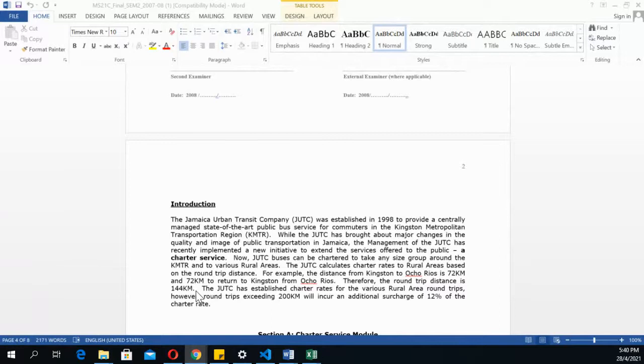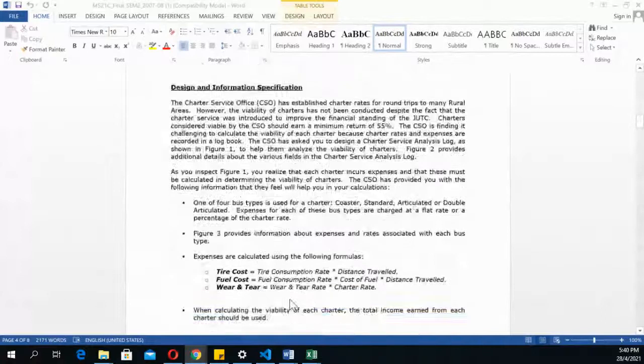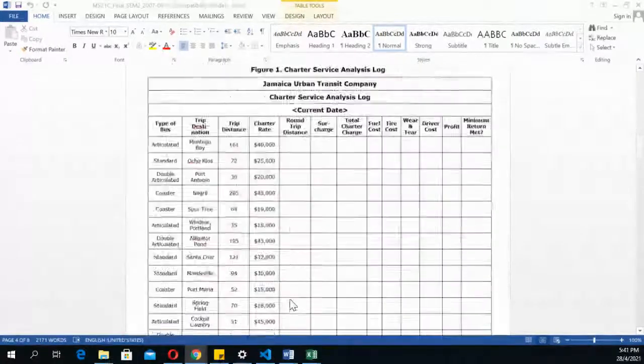So if they ask us to calculate round trip, we know that is the distance times 2, basically, to give us the round trip, right? And they say, however, round trips exceeding 200 kilometers will incur an additional surcharge of 12%. So already we see some stuff here. We see how to calculate the round trip. And we're now stating that there's a surcharge of 12% if the round trip is greater than 200 kilometers. So those are the stuff.